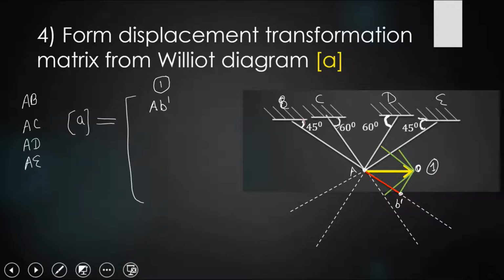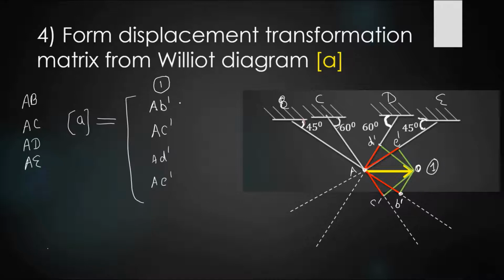Then again, let me name the point at which the perpendicular from O touches the line AC as C star or C dash. So the distance AC dash should be calculated. Next, in AD, let me name it as D dash. So the distance AD dash should be calculated, and then AE dash. So these are the elements of the displacement transformation matrix that you have to calculate.